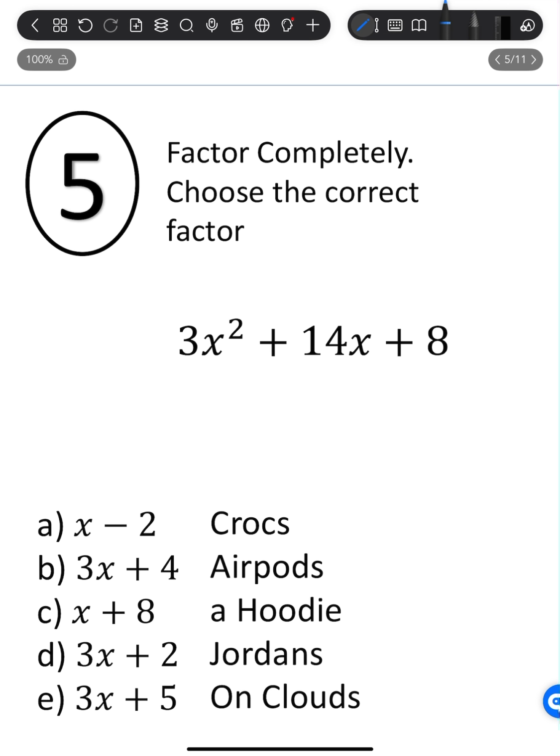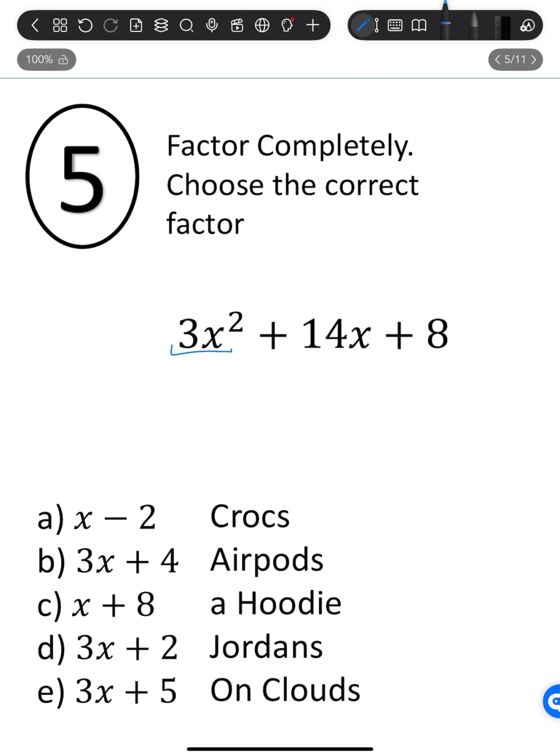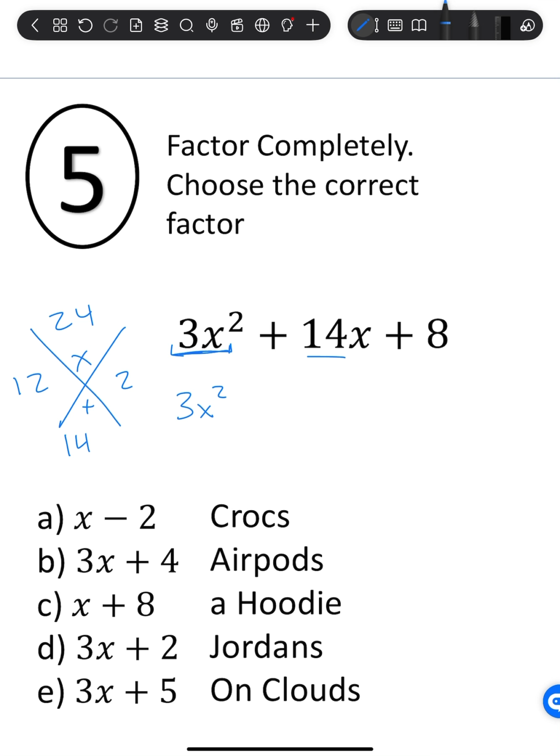Alright, moving on to number 5. I'm going to do grouping here because I like to use grouping when the leading coefficient is not 1, since the other simple method only works when your leading coefficient is 1. Jumping in, we need two numbers that multiply to 3 times 8, which is 24, and add to 14. Going through, I can get to 12 and 2. So let's split this 14x up: 12x plus 2x plus 8.